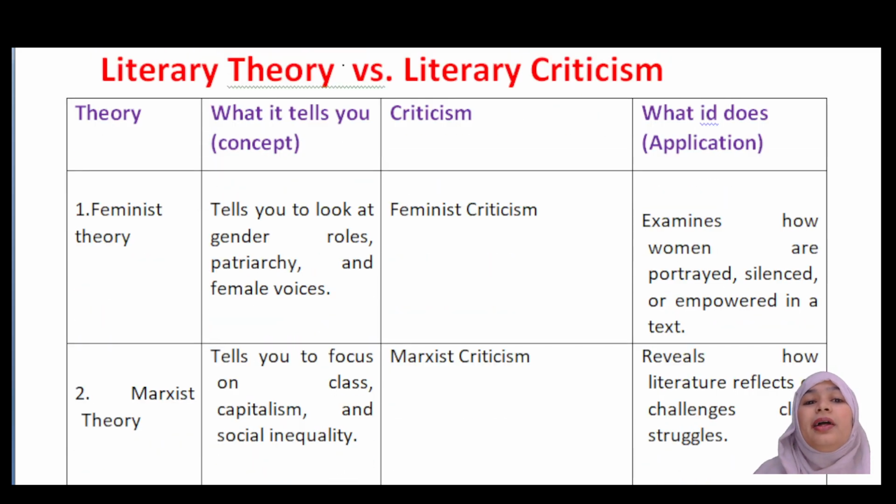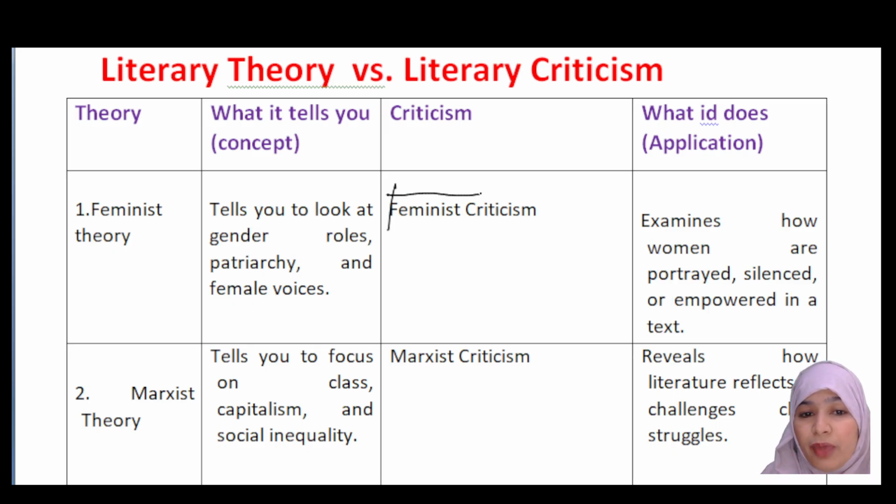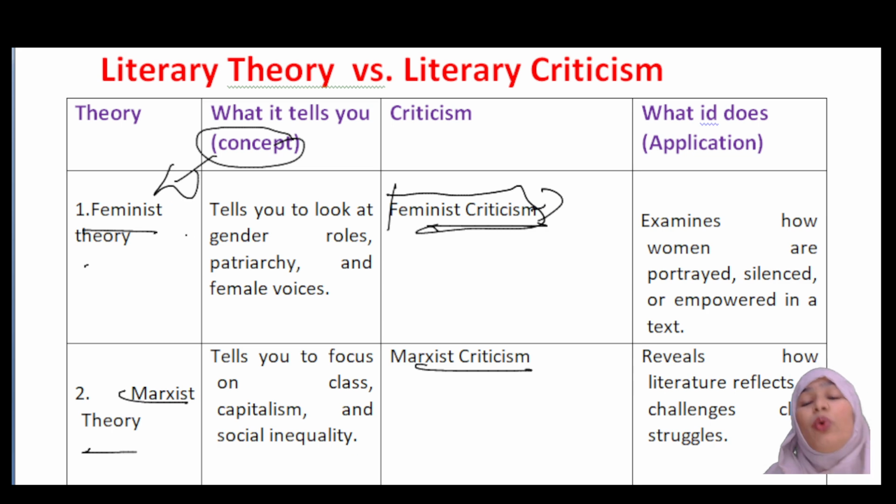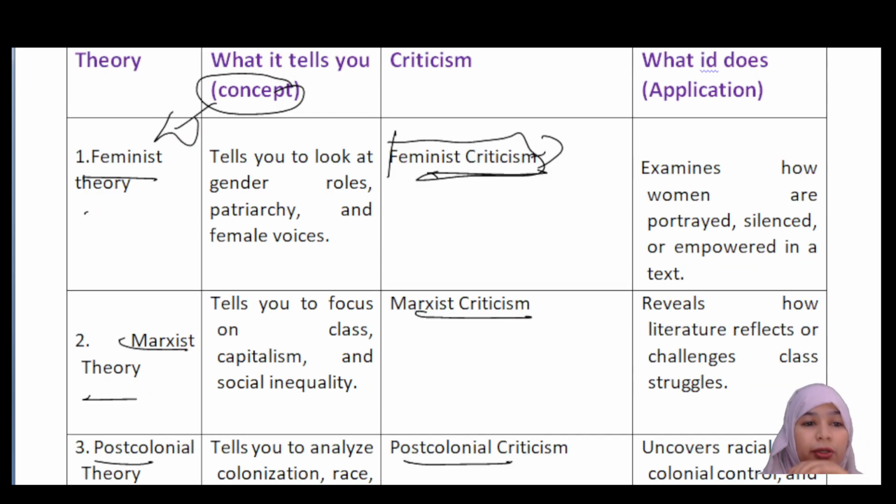Let's begin the little differences between theory and criticism, because we have seen these types in criticism also: feminist criticism, Marxist criticism, and post-colonial criticism. In the types of theory also, again we see feminist theory, Marxist theory, and post-colonial theory. So what concept does each give in its own way? That is what we need to know. That's why I put this here.